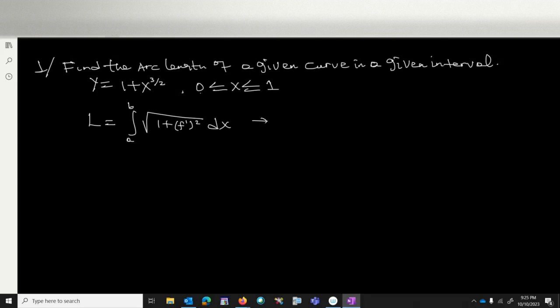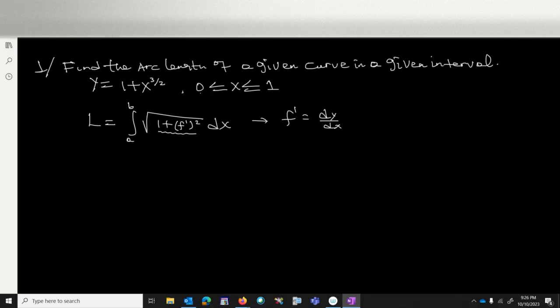Obviously you know that f derivative just means dy by dx. I hope everybody knows this one. It's the same thing. Now the first thing is to look at the expression inside the radical: 1 plus f prime squared. So to plug in something inside this square root, let me find my f prime.